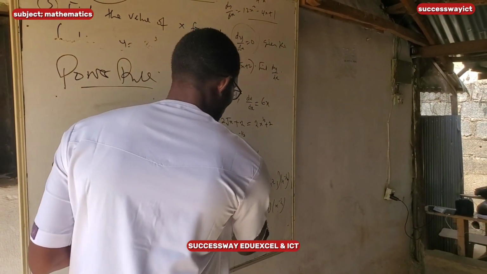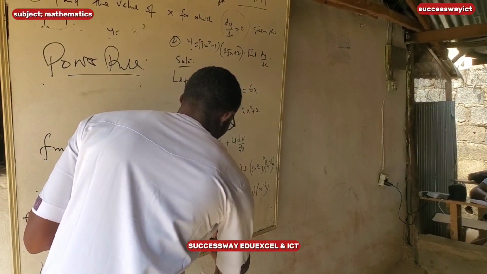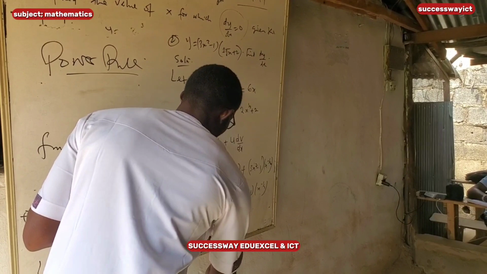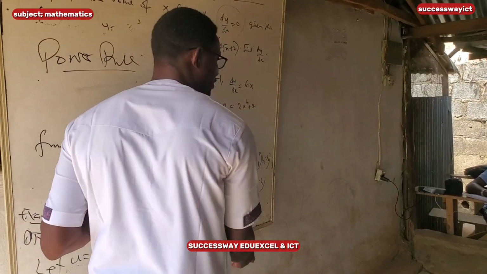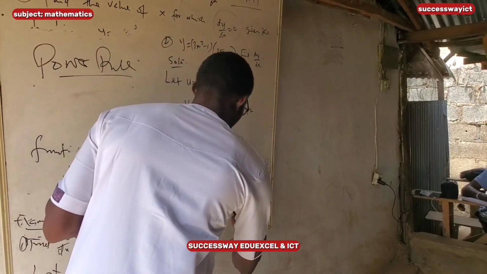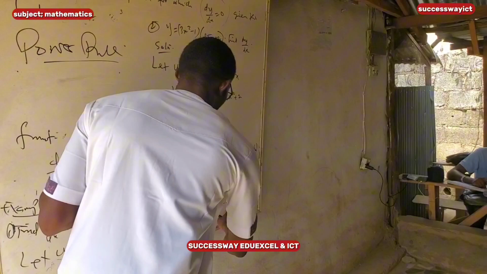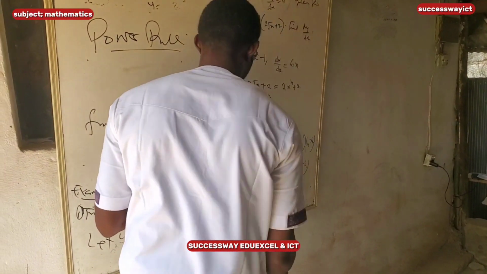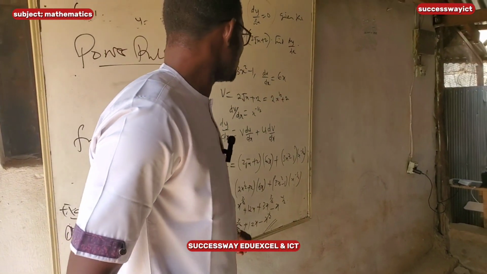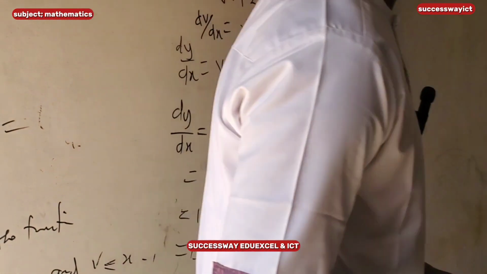So when you add this to this, you will have 15x to power 3 over 2 plus 12x minus x to power minus 1 over 2. This will be your result for this. Any question?